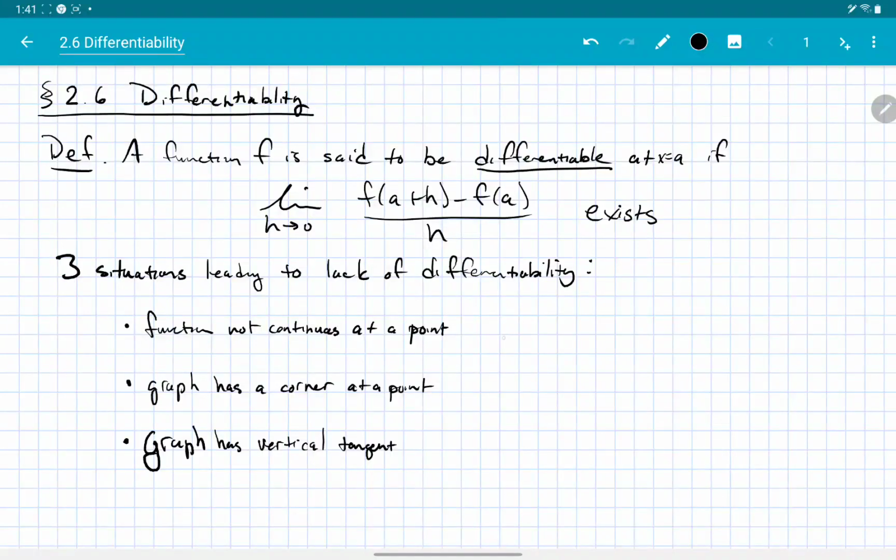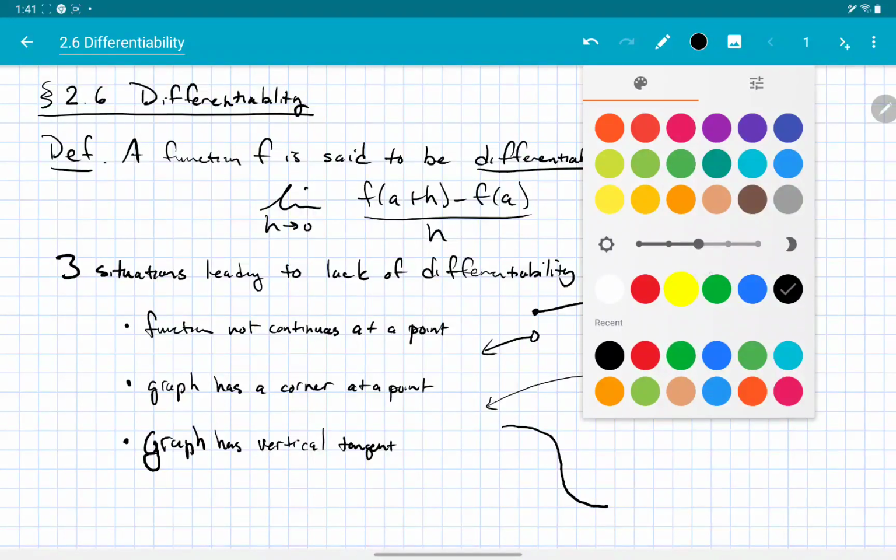So an example of what we're talking about here, this would be like a function that jumps like this. There's no way you can have a derivative at the jump, right? That limit's not going to exist. A corner point, an example there, is something where something's happening, but then sharply it turns in some other way. And the vertical tangent would be something like this.